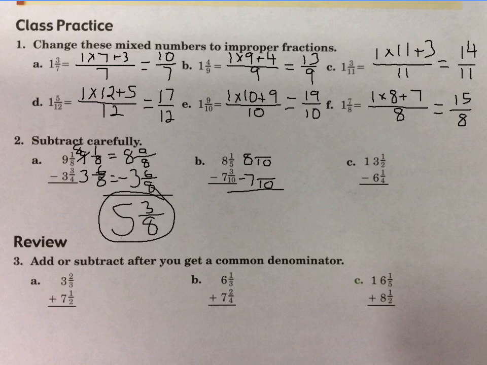Five times what is 10? 5 times 2. So we multiply the top number by 2. 1 times 2 is 2. 10 times what is 10? 10 times 1. So we just bring the 3 over. We multiply 3 times 1, which is 3.